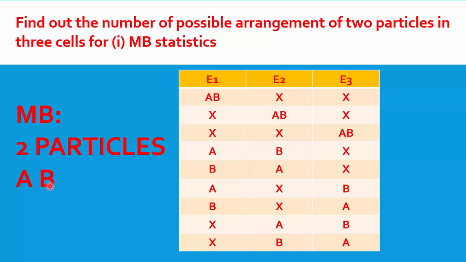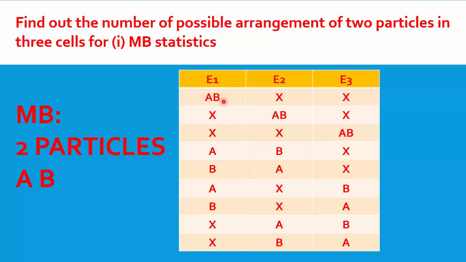So here in this case, when I talk about macrostate, if you ask me from this numerical what is the meaning of macrostate, I would say that it means you have three cells or three energy levels and you have two particles. Now when these two particles are arranged in these three energy levels or three cells, these possible arrangements are called microstates. So let us see how these two particles can be arranged in three energy levels.